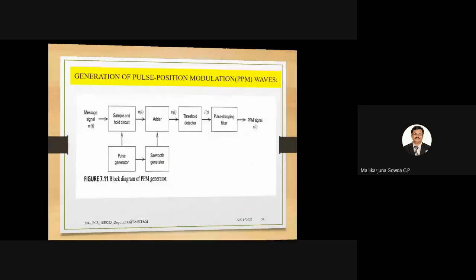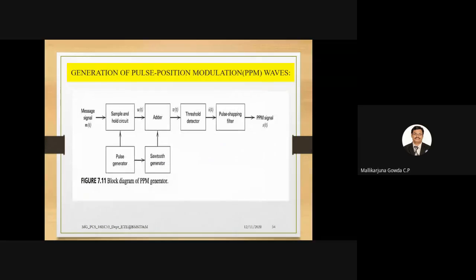Let me say the block diagram of PPM. First, let me explain with respect to the block diagram, and then let me take up the waveforms. The first thing is we need to feed the message signal to the sample and hold circuit. Hope you all will be able to visualize what the sample and hold circuit is. I will show the circuit of the sample and hold circuit also.